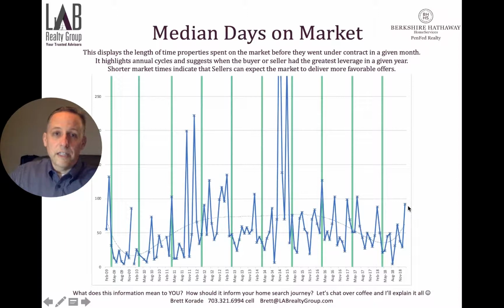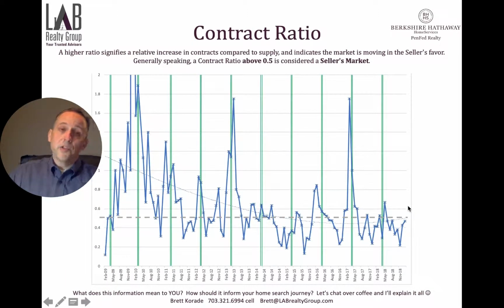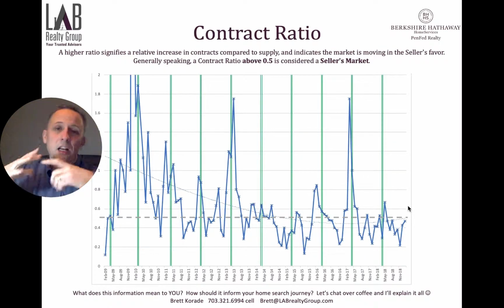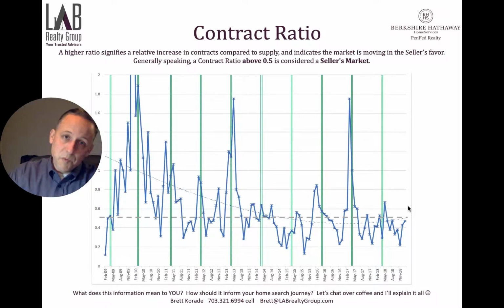Also, all right, next one, contract ratio. So the next two slides are going to basically tell you what the market is doing. Is it favorable to you, favorable to the other side of the table? So what you're seeing here is contract ratio. This is basically looking at it through the lens of a seller, right? So how many contracts as compared to how many active listings.